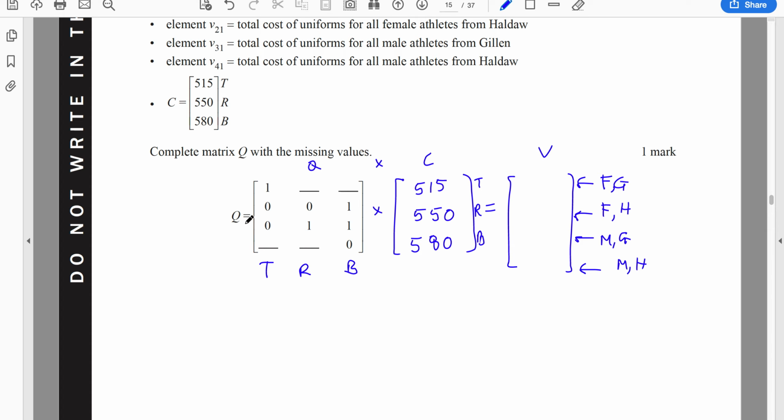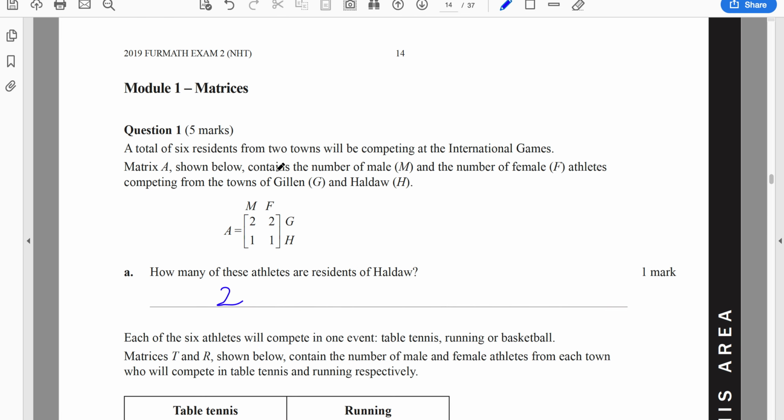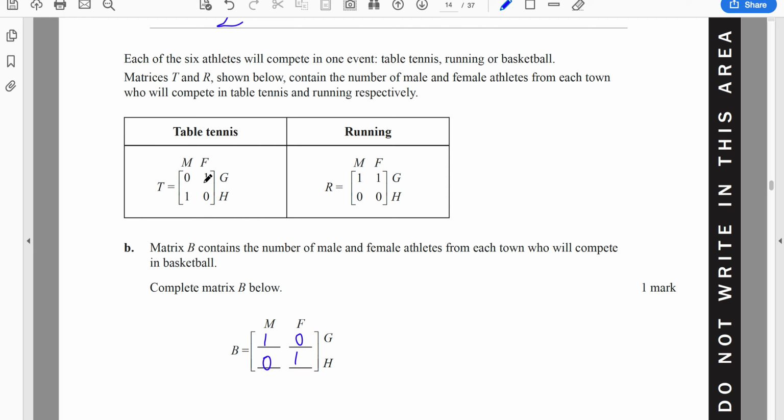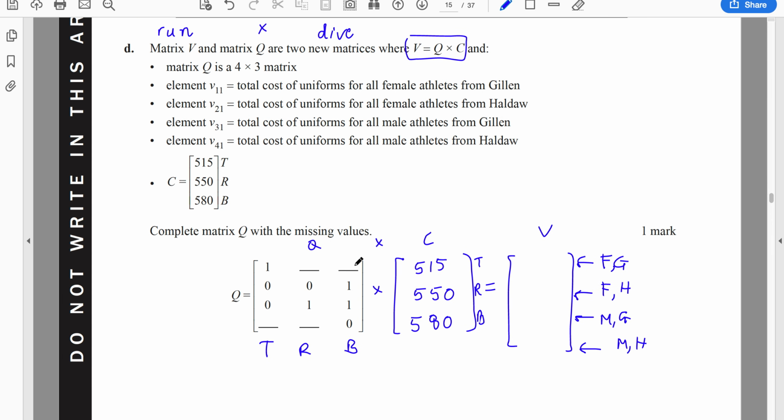These labels of course could go at the top, but I've just put them at the bottom for space. So if we want the females from Gillen, we want to have a look then at what sports are they in. Just going back to these matrices from before, females from Gillen, I've got one in table tennis, I've got one in running, and I've got none in basketball. So that's what this is going to have here.